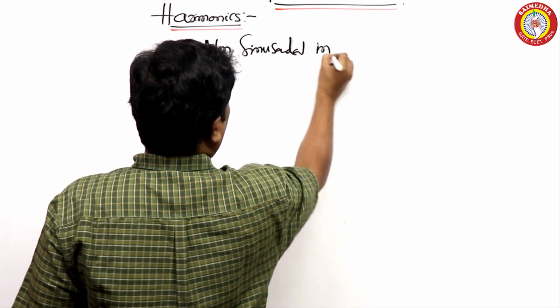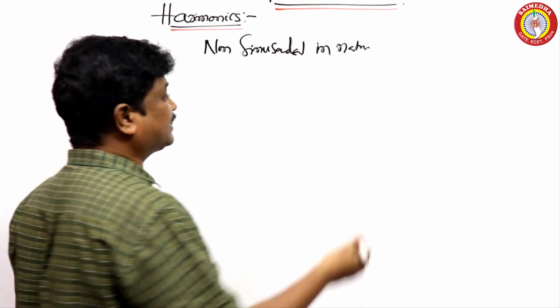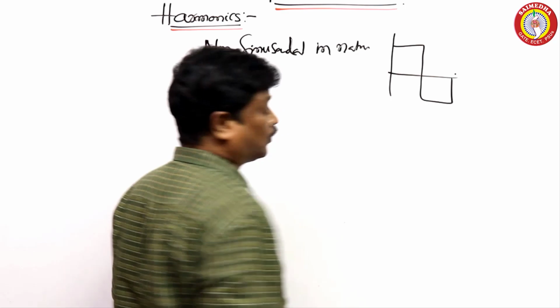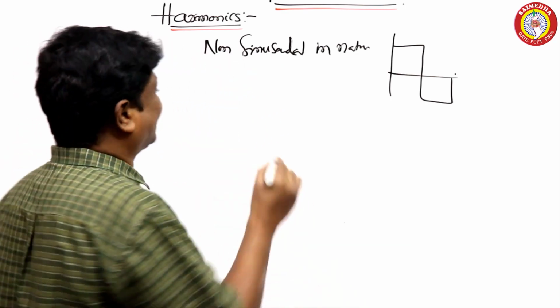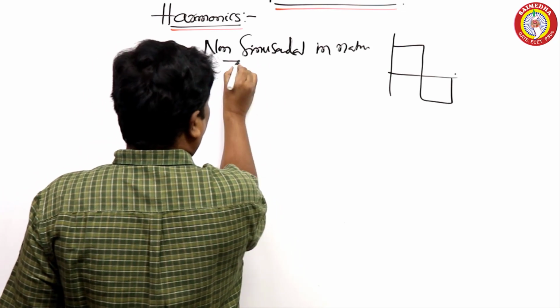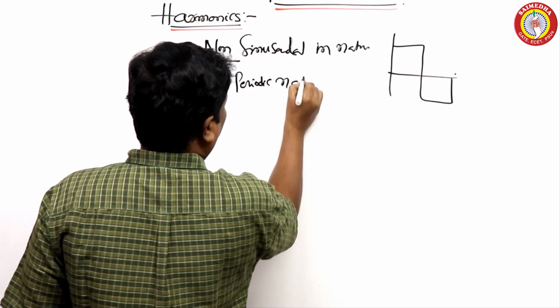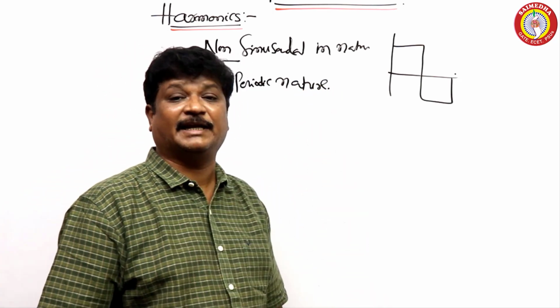Non-sinusoidal in nature. Of course, just now I told you, the output is not like that. Your output may consist of something like this. This is a non-sinusoidal output, but it is of periodic nature. This signal is of periodic nature. Sir, what is this periodic nature?